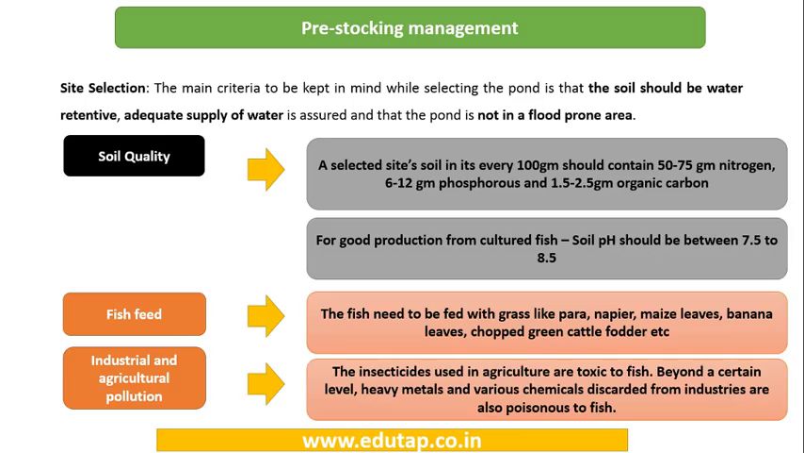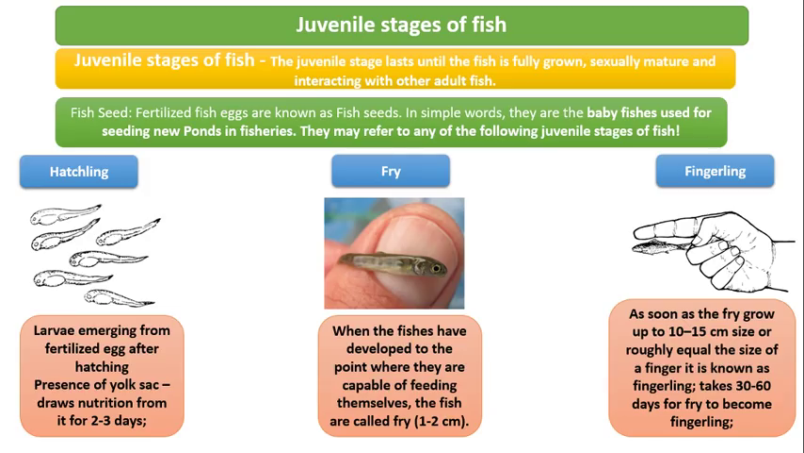Quickly, in the last live session, we had an idea about the various parameters. Like, what is the first step that you're going to take? You're going to be selecting the site. What are the important parameters, like soil quality, right? And then we had seen that the juvenile stages of fish are represented by hatchling, fry and fingerling. Now, why do you need to know these names? Because when you start studying about the ponds, you will realize that if you don't know these terms, you will not be able to understand. So you need to know the length of the fish when they are in these stages.